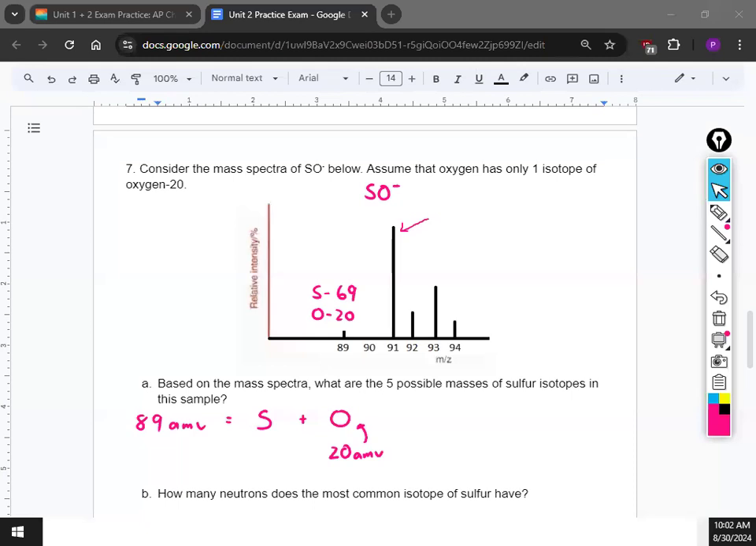Okay, so pretty simple. 91 minus 20 is going to be 71. So this one is going to be sulfur 71 and oxygen 20. Okay, everybody good with that? Okay, so I'm going to erase this part right here, part A.